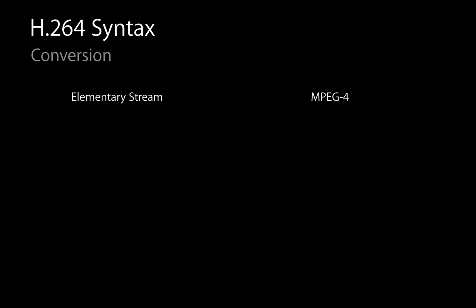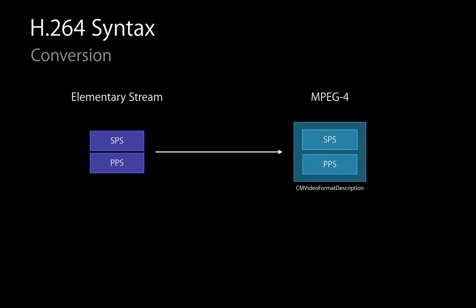So what do you have to do if you have an elementary stream coming in? Well, you've got your parameter sets in NAL units, and you're going to have to package those in a CM video format description. Well, we provide a handy utility that does this for you: CMVideoFormatDescriptionCreateFromH264ParameterSets.